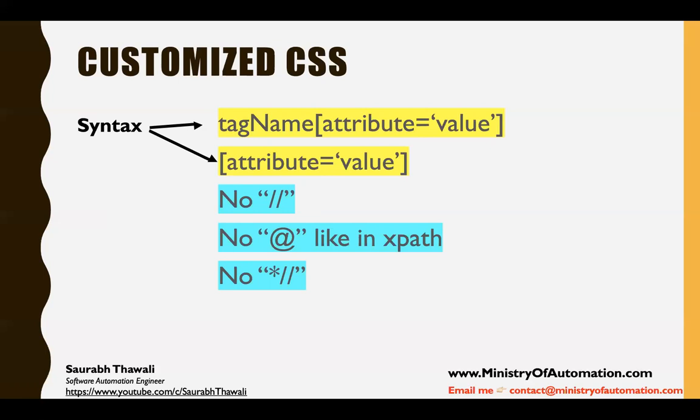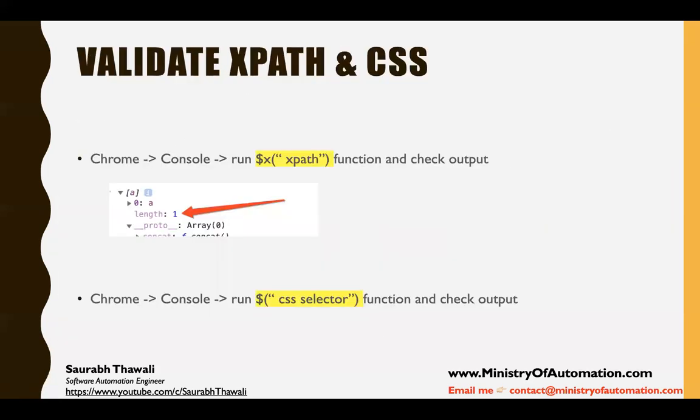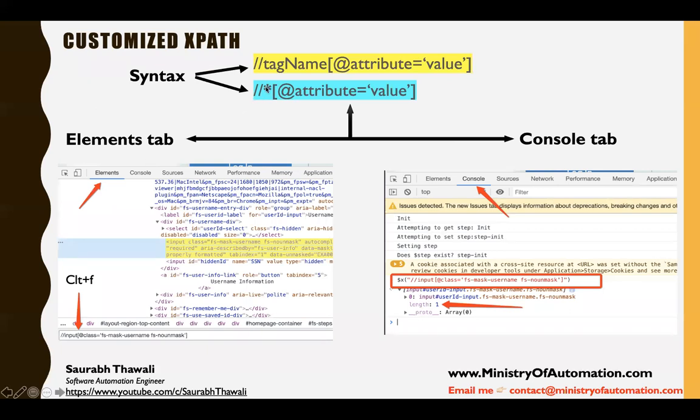So here one syntax is writing a tag name, and then in the square brackets you write attribute equal to value. That's it. This is one way of defining your CSS. The other way: if you remember in XPath, if you don't want to give a tag name, we used to give double forward slash and star, right? So star meant to say, I don't know what the tag name is, but look at all the tag names. That means we replaced the tag name with the star.